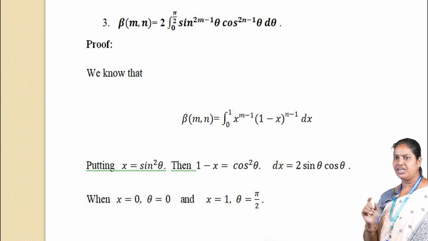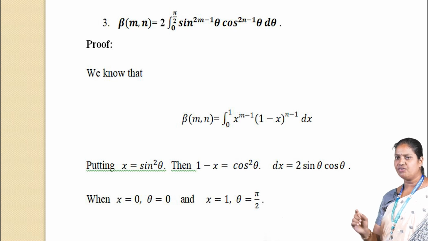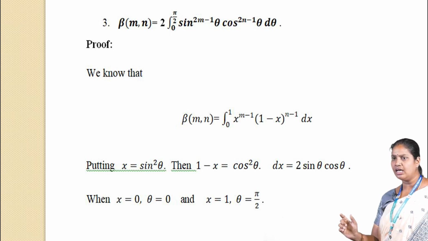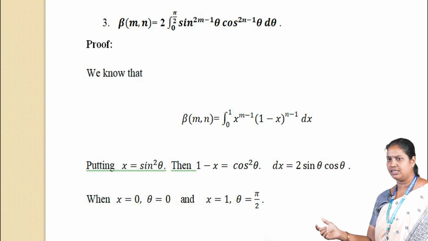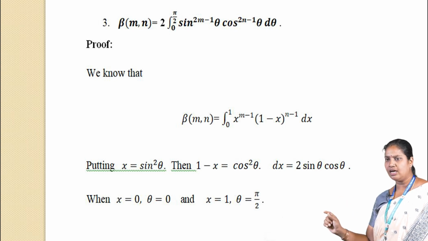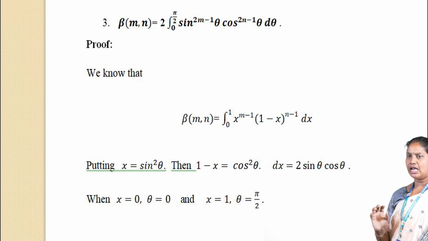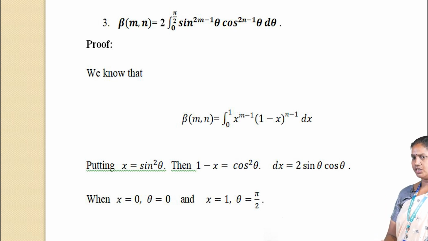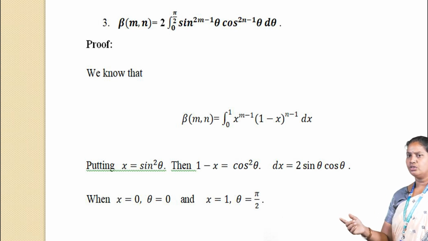Now we have to differentiate x. If we differentiate x, we will get dx equal to the derivative of sin square theta. By using the chain rule, we will get 2 into sin theta, and sin theta if we differentiate, we will get cos theta. So dx is nothing but 2 into sin theta cos theta d theta. Now we will calculate the limits. When x equal to 0, sin square theta is 0, so theta should be equal to 0.